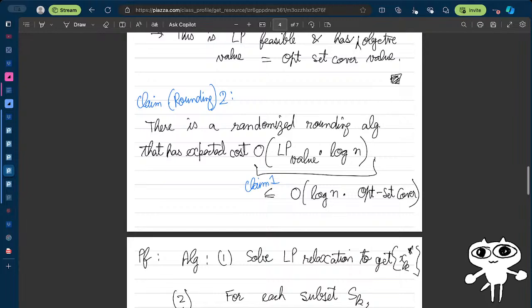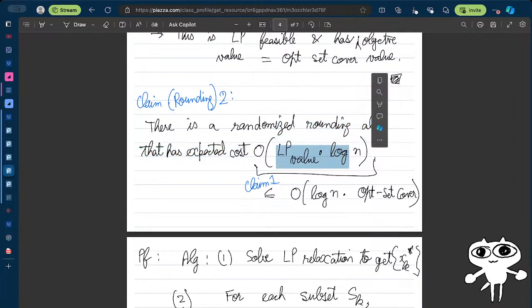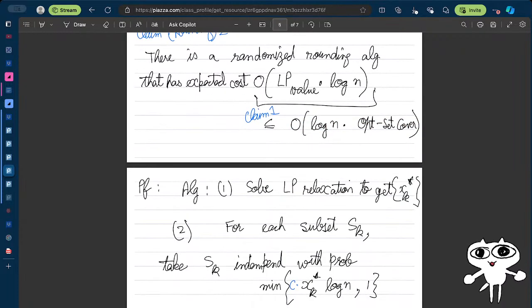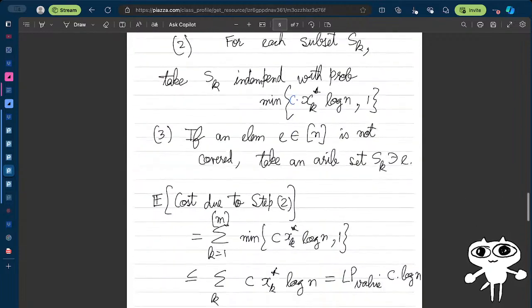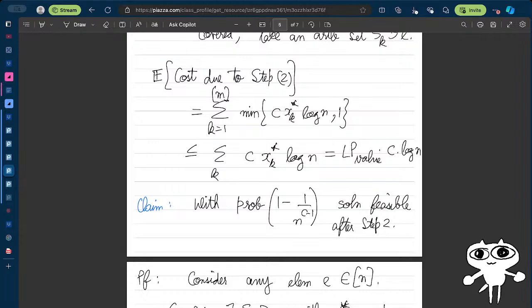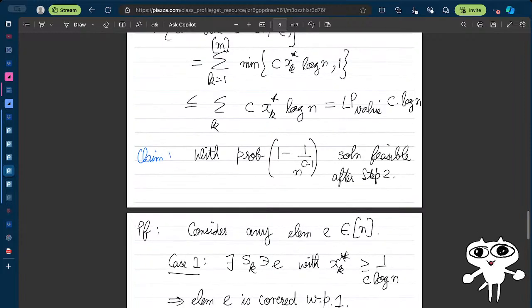Claim, rounding 2: there's a randomized rounding algorithm that has expected cost LP value times log n, times the optimal set cover, which is less than log n times OPT. Okay, for set cover you do this. Claim: with probability 1 minus 1 over n^(c-1), the solution is feasible after step 2.